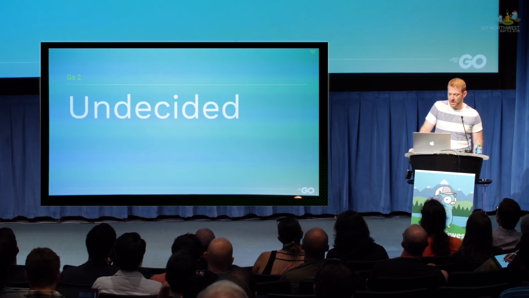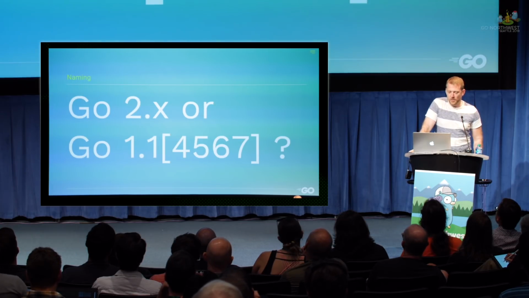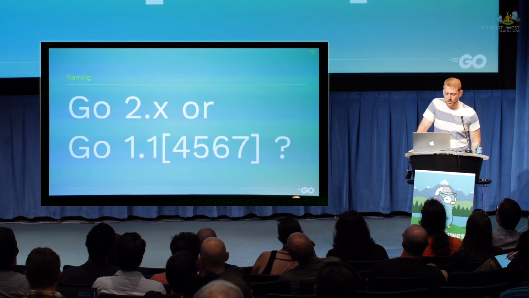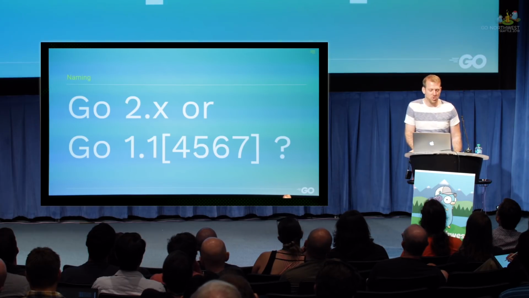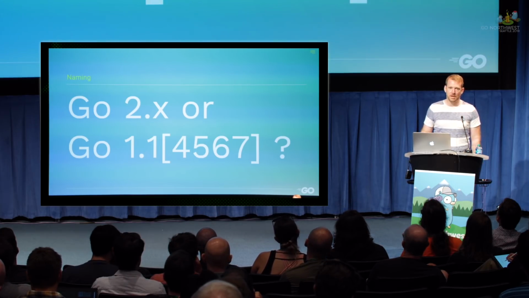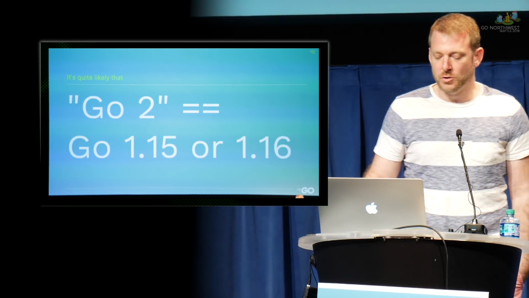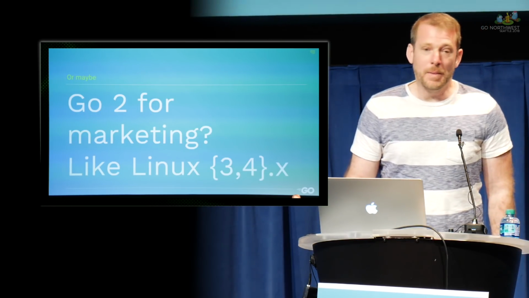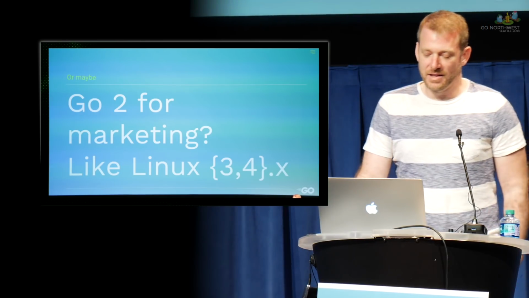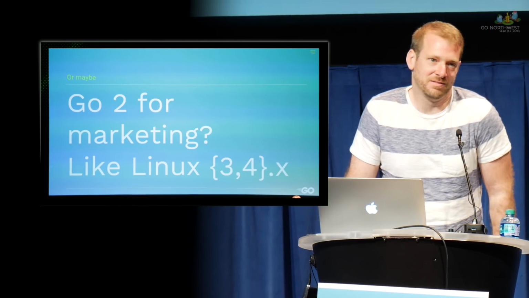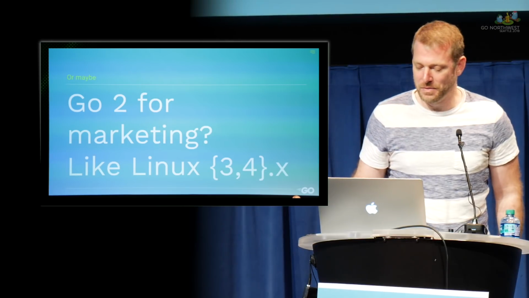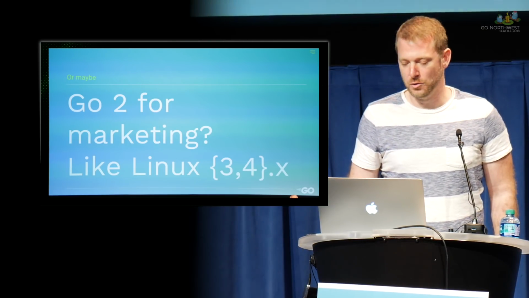In terms of what's undecided, we don't even know if we will call it Go 2. It may just be that Go 1.15 or Go 1.16 adds new stuff. So yeah, maybe Go 2 will be 1.15 or 1.16. Maybe we'll call it Go 2 for marketing reasons, like Linux 3 and Linux 4. Like Linux 4, Linus just decided a new number was good.